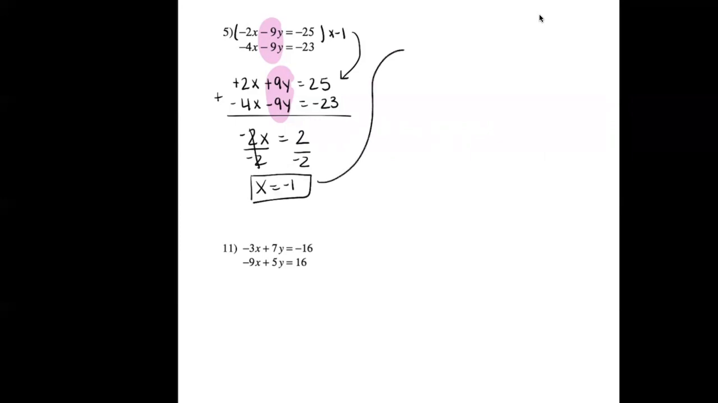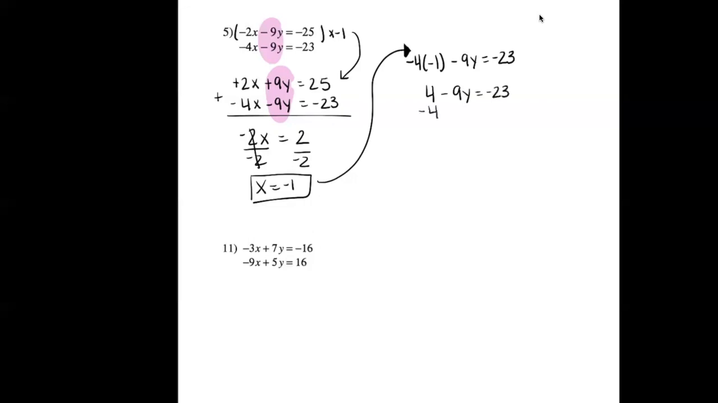I'm going to plug my x value back into the equation. Either equation works. This time I'm going to do the bottom equation because why not? And I get -4 times -1 minus 9y equals -23. Well, -4 times -1 is 4. So 4 minus 9y equals -23.